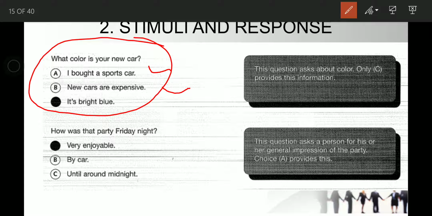It's bright blue. And then the next question: how was that party Friday night? So how was means how is the condition?